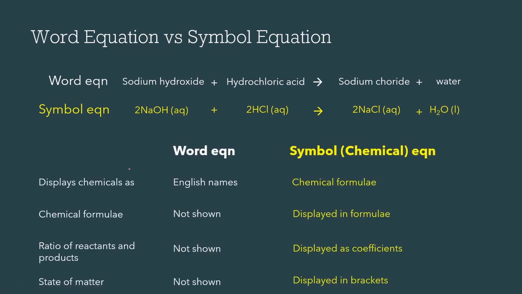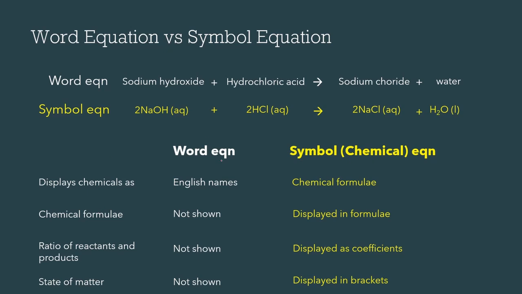One of the most obvious differences between the two of them is that the word equation displays the chemicals by their English names, whereas the symbol equation, or more simply the chemical equation, displays the chemicals as their chemical formula. Now this brings us to our second point.